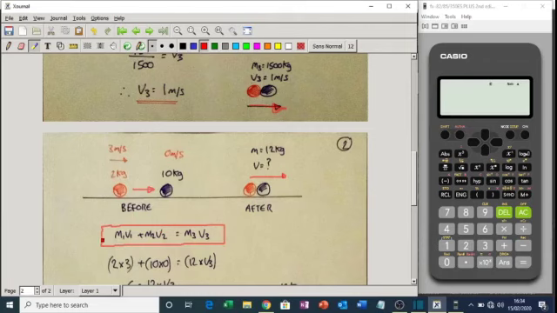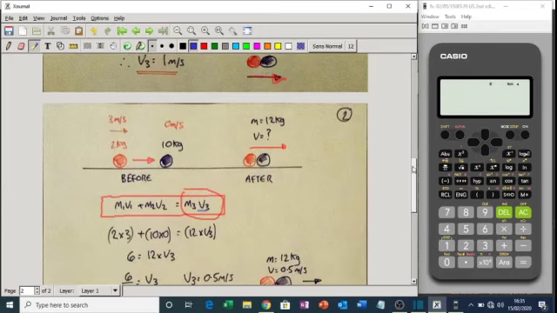So that's momentum before, and this is momentum after. We know M3, it's 12, because 10 plus 2 is 12, and we don't know V3. That's what we don't know. So we can just work that out.